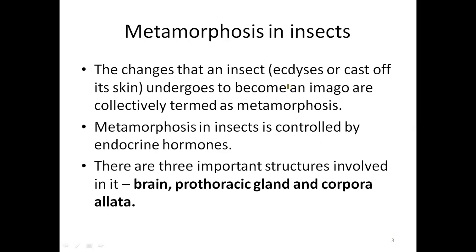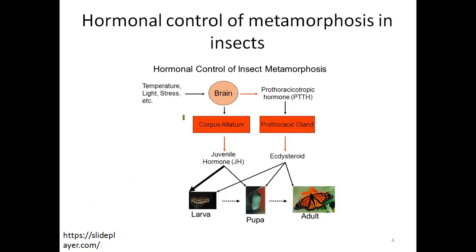Now, in the case of insects, which are the glands that are involved in regulating the process of metamorphosis? Now we can see here the brain, the prothoracic glands, and the corpora allata. These are the three important structures that are involved in regulating the metamorphic changes in insects. So in this flowchart, you can see the brain secretes, during the metamorphic process, a hormone known as the prothoracicotropic hormone.